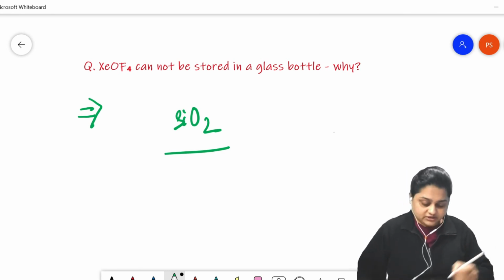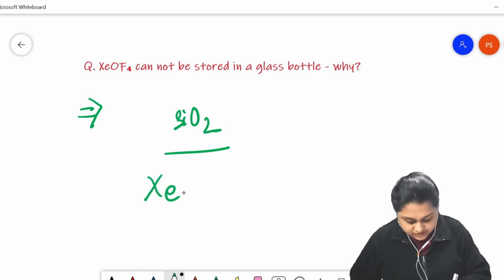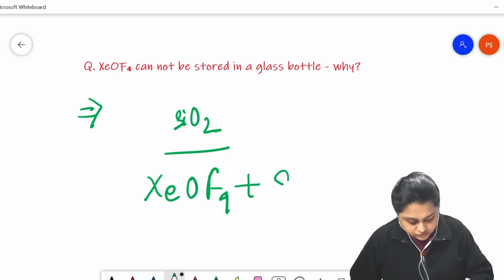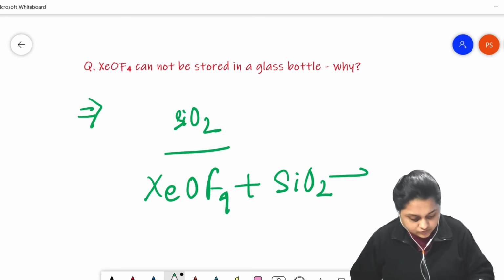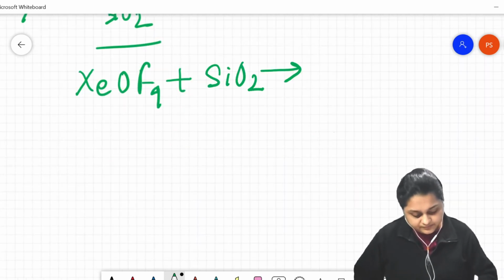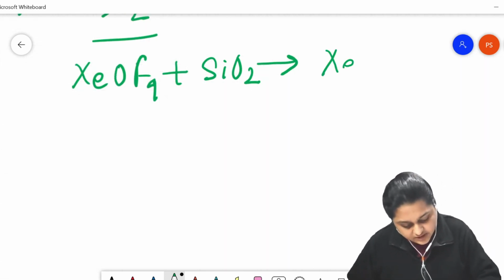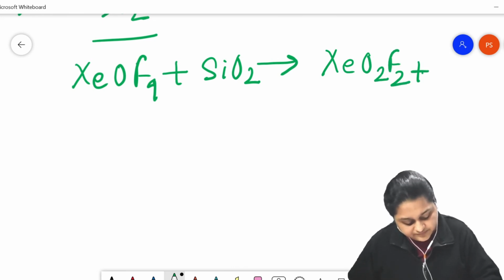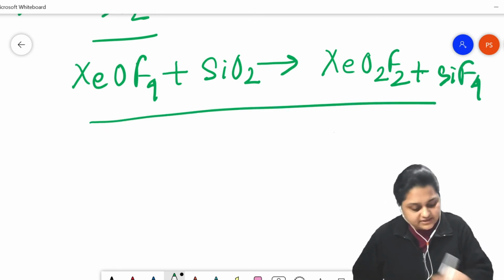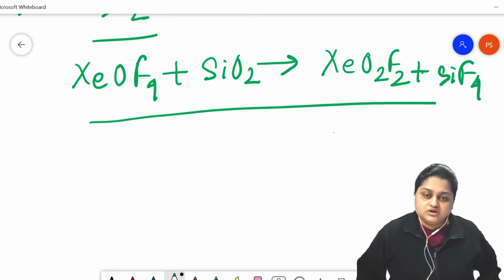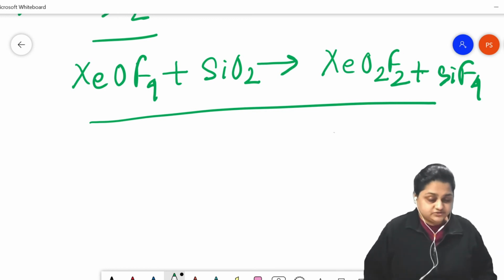XeOF4, if stored in a glass bottle, reacts with SiO2 to produce XeO2F2 and SiF4. As XeOF4 reacts with SiO2, that is, reacts with glass, it cannot be stored in a glass bottle.